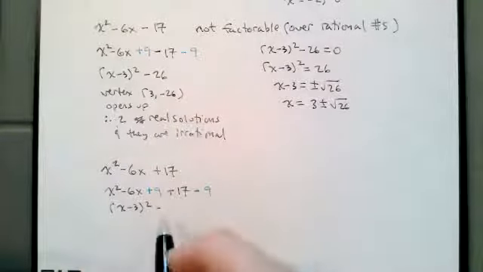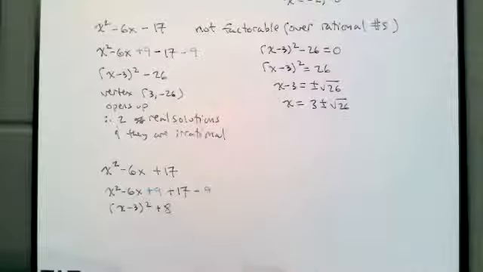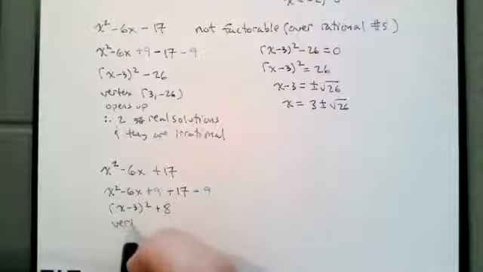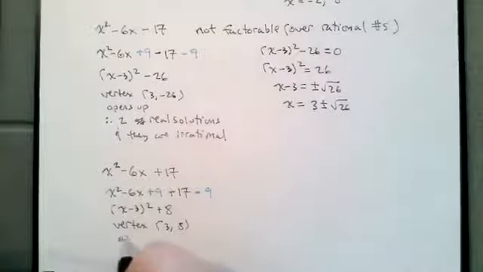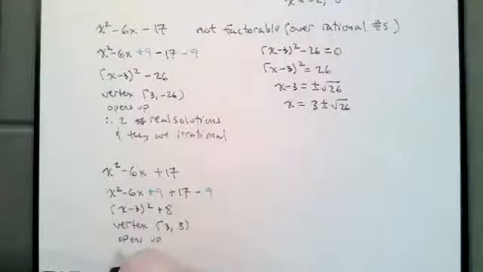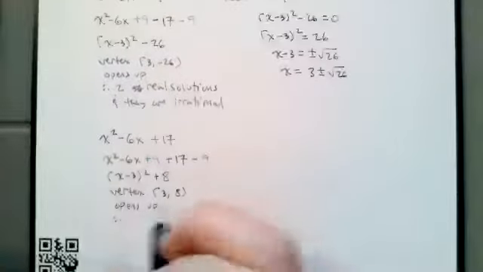17 minus 9 is what, 8? So we see that the vertex is at (3, 8), and it opens up. So therefore, we have no real solutions.